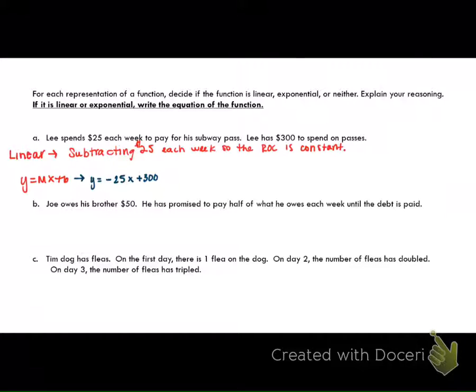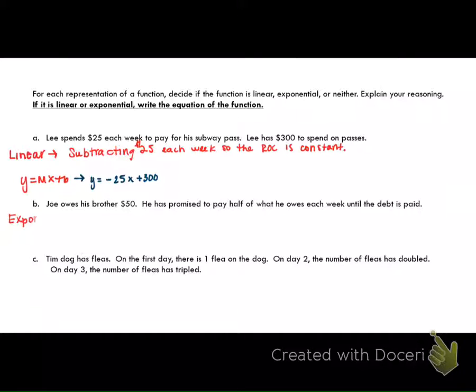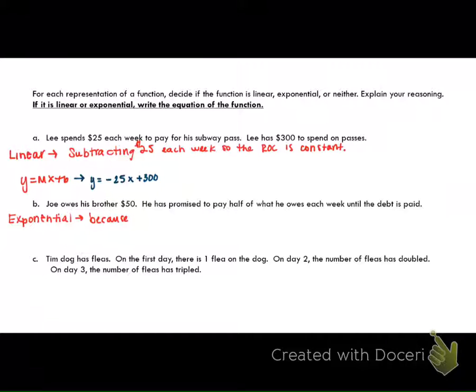Okay, Joe owes his brother $50. He has promised half of what he owes each week until his debt is paid off. Alb, linear, exponential, or neither? So he's subtracting half of something each week. If you're taking half of something, what are you doing? What operation is that? If you take half of something, Alb. Divide. You're dividing by 2. So it's multiplication by 1/2. So because you multiply by 1/2 each week, month, or is it week? Each week?